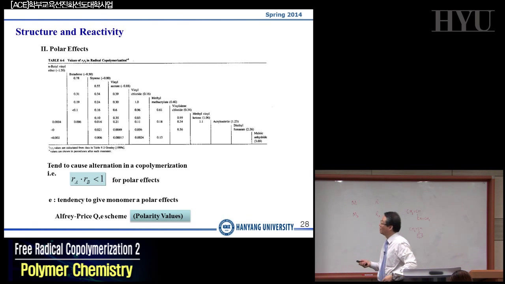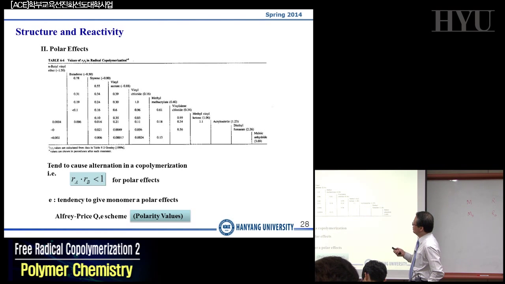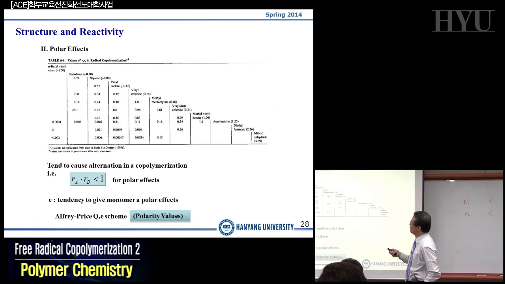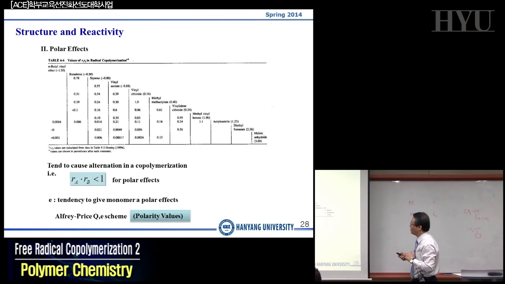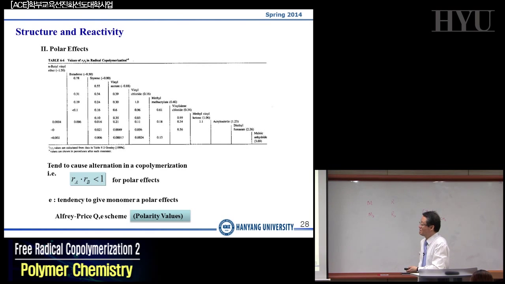The polar effect is the one where styrene again was a standard in the QE scheme. And there are some values beside each monomer. Styrene is minus 0.8, vinyl acetate minus 0.88, stuff like that. So you see the number after the name of the monomer in your copolymerization systems.